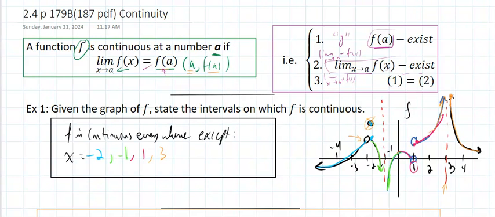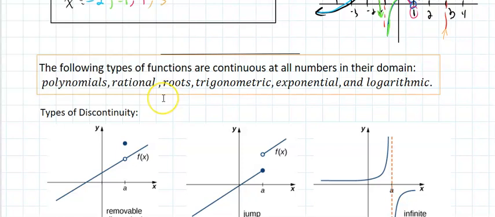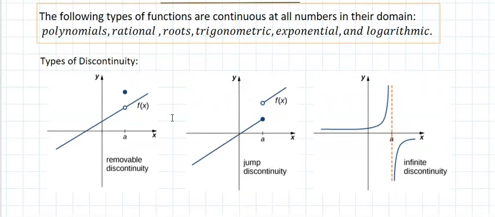And here, I notice here, the limit from the left and the limit from the right does not match. We call that a jump. Now, a jump discontinuity cannot be fixed, but a removable could. So here we are. The following types of functions are continuous at all numbers in their domains. Well, polynomials are continuous everywhere in their domain, rational functions, root functions, trig functions, exponentials, and logarithms.